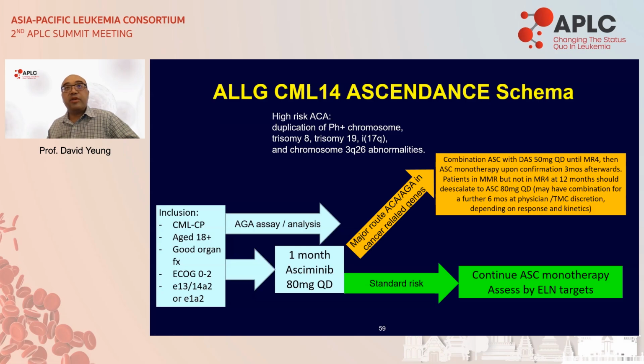So what's next for the ALG from our perspective? I showed you the prognostic significance of additional cytogenetic abnormalities as well as additional genomic abnormalities. So what we've just activated just last week is the CML14 study, where patients will be treated on asciminib for a month whilst we actually do the next-gen sequencing analysis. And after the end of that month, if patients have AGAs, then we would use combination therapy of asciminib and dasatinib until they achieve MR4, and then we'll de-escalate.